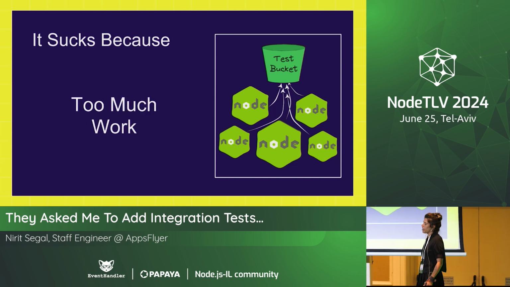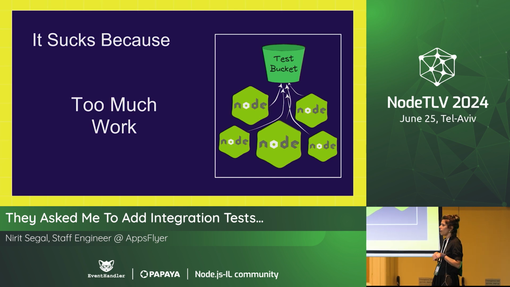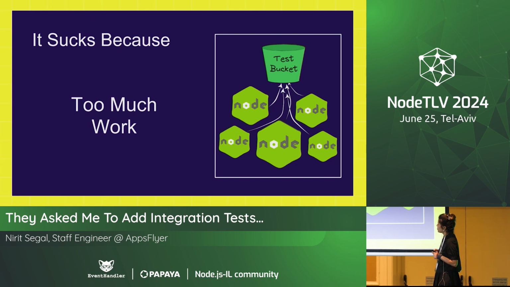But it can be solved. We can generate random names and IDs for the files, for the buckets, but that's a lot of work to maintain just for running an integration test, and we developers are quite lazy, so it's not going to live for long as well.